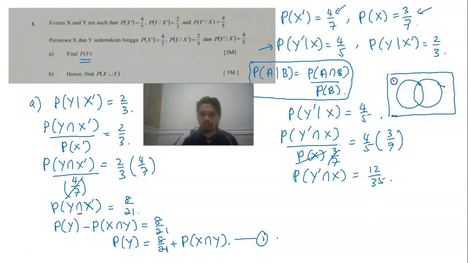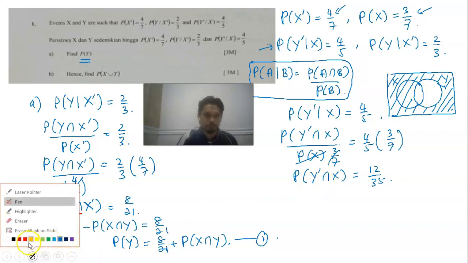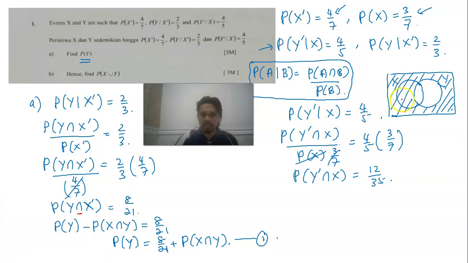On the diagram of X and Y, the probability of Y complement: Y complement means all the elements which are not Y, outside of Y. Intersect with X.